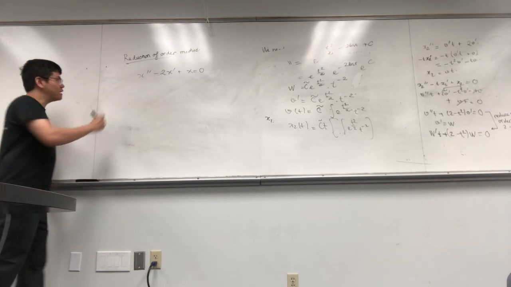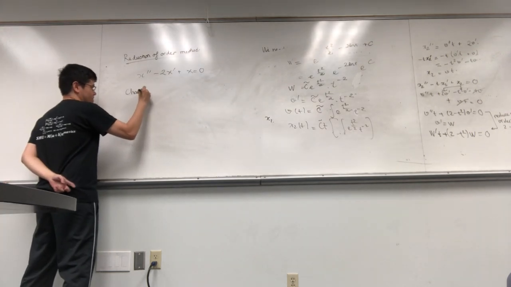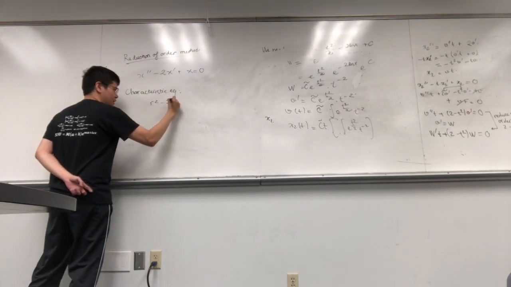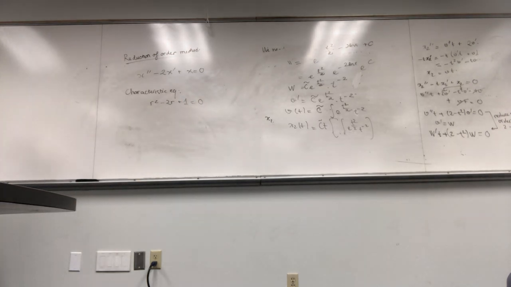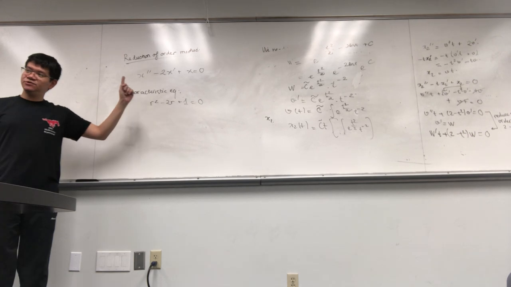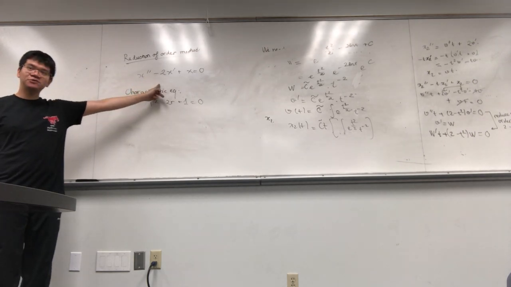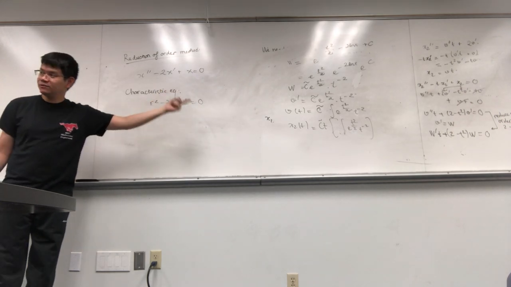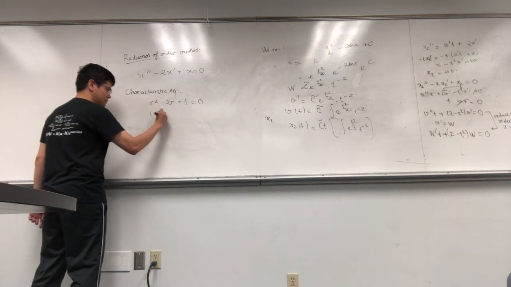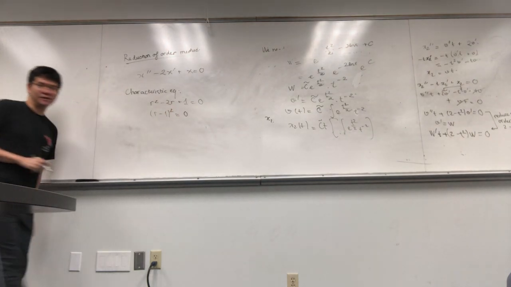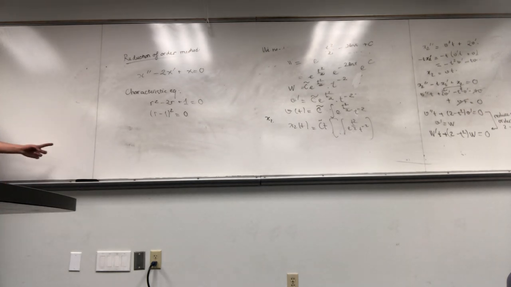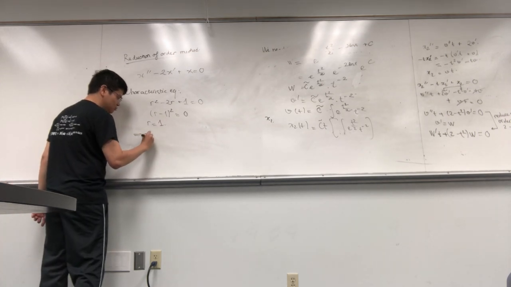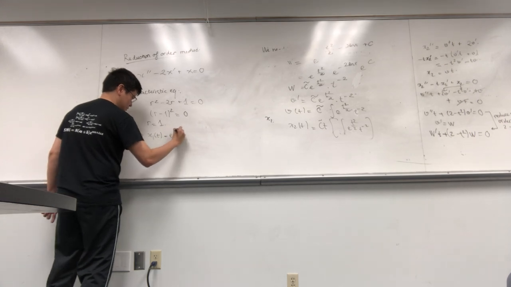For this one, the characteristic equation is r squared minus 2r plus 1 equals 0, right? So basically this has a double root because I can write it as r minus 1 squared, which is 0, which means that r is 1. So I have one solution, which is x1 of t equals e to the t.